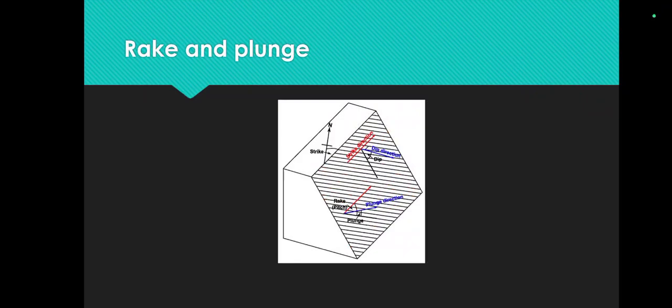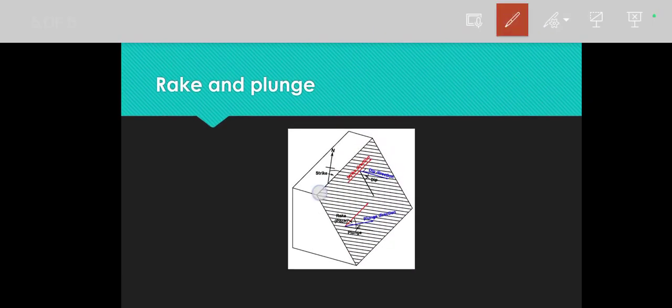Now coming to rake and plunge. Rake is also known as pitch. Rake or pitch is always defined for a rotational fault. Sometimes faulted strata get rotated, that is, the hanging wall gets rotated in a clockwise or anti-clockwise direction, and rake measures the amount of that rotation in the fault plane.